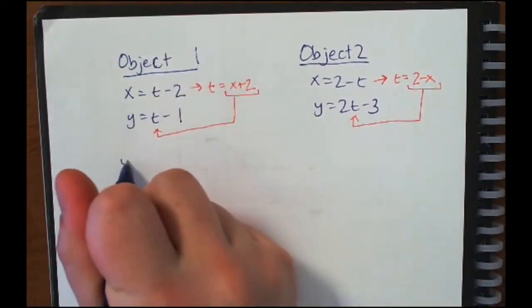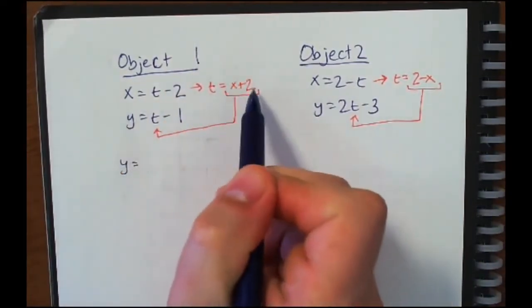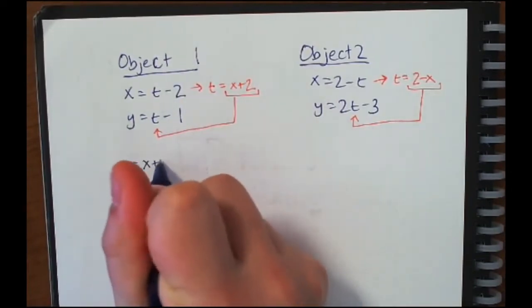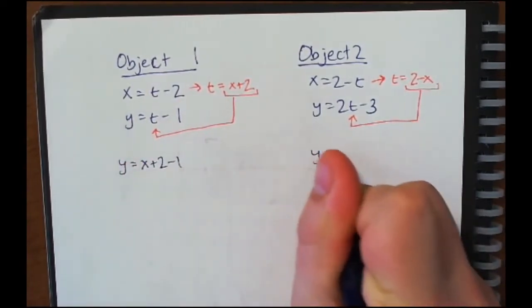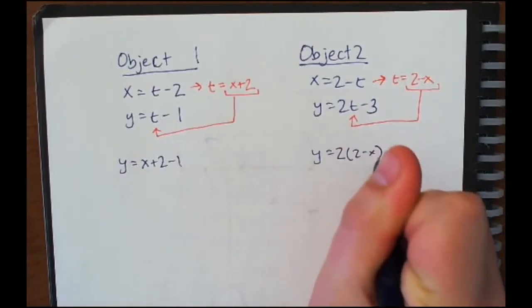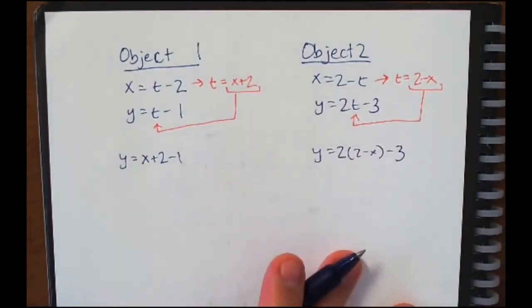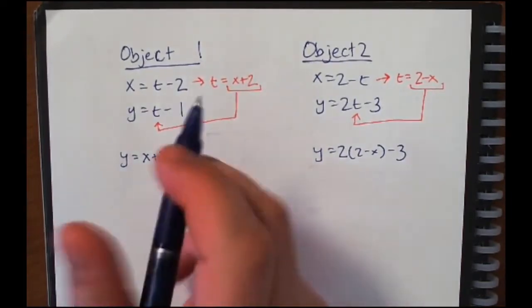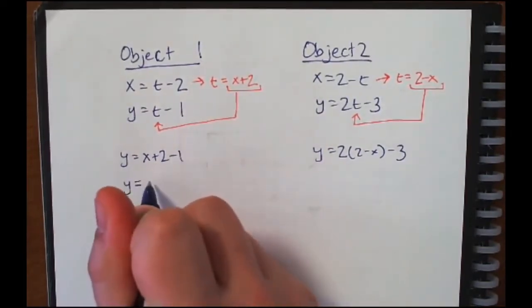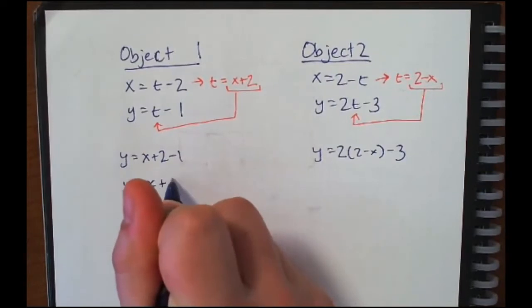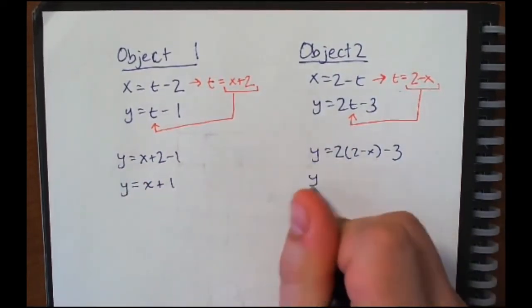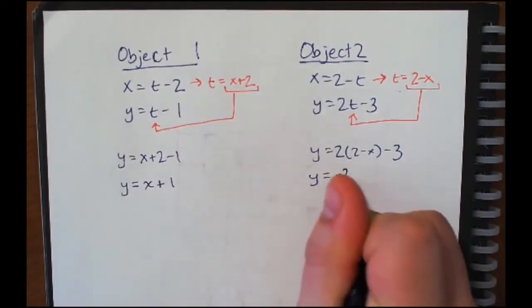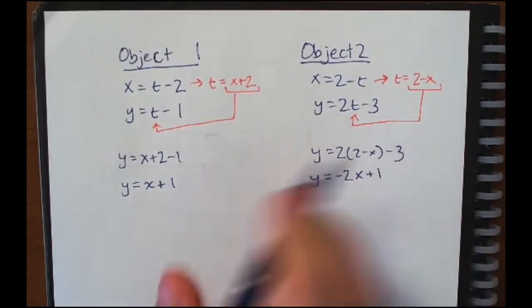That's going to give me y equals x plus 2 minus 1 and 2 times 2 minus x minus 3. Let's go ahead and simplify those. We got some like terms. We got some distributive property. But I'm just going to take care of it all in one quick step here. If you have any questions about how I get from here to here, just let me know and I'll go into a little bit more detail for you. But basically, here we go.